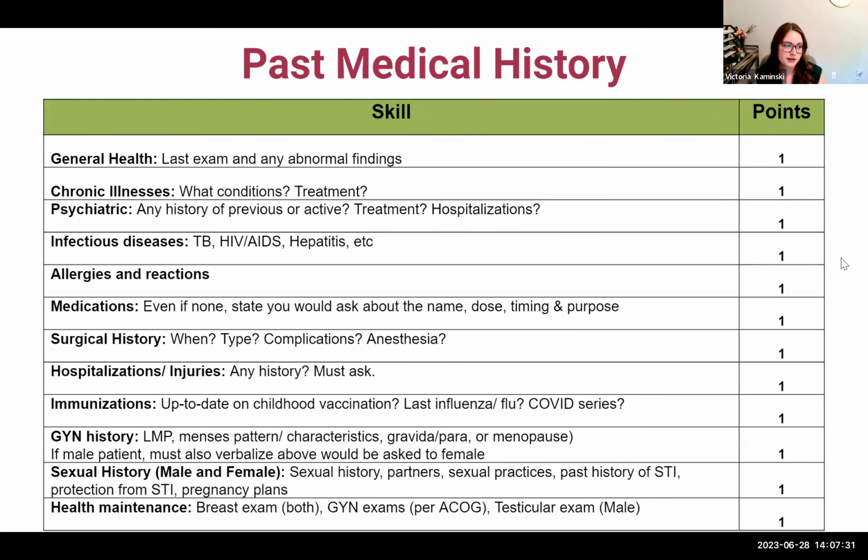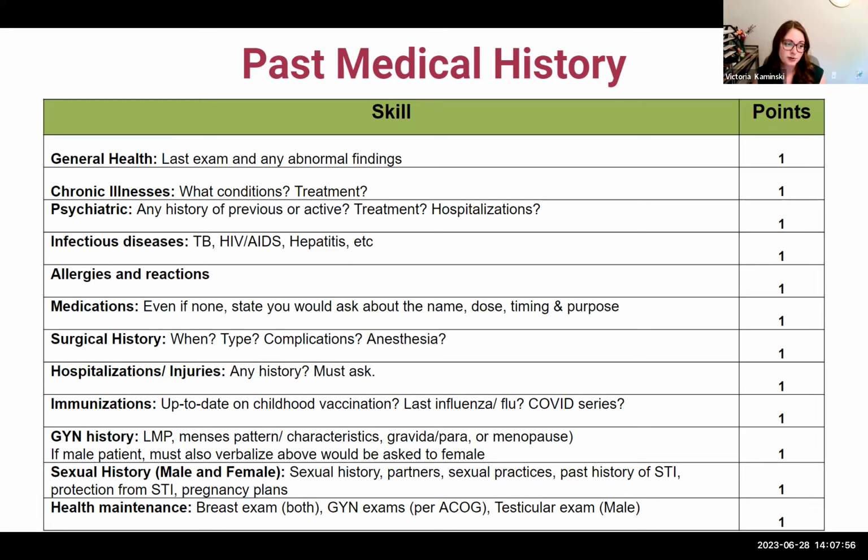In terms of past medical history, so you're going to be asking the patient about their general health. So can you tell me, how would you state that your level of wellness is? Are you overall healthy and well? When was your last physical exam? Have you had any abnormal findings? You can ask about any chronic illnesses. If they say they don't have any, you would also, again, look at the camera and you'd state, I would ask if they did have any about the conditions themselves and how they're being treated.